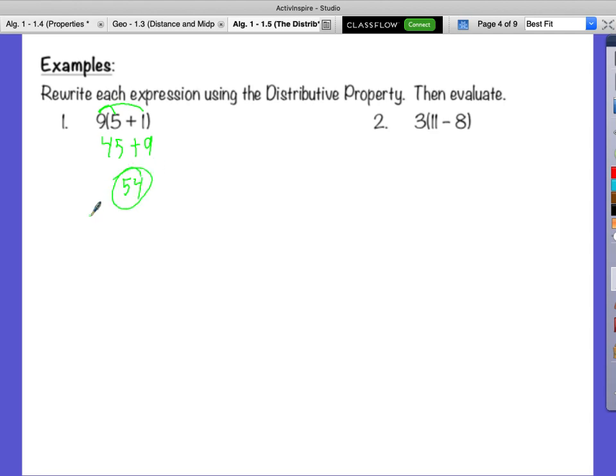Okay? Could we get the same answer by doing 9 times 6? Because 5 plus 1 is 6. Yeah, we could, okay? We're trying to distribute property, okay? Here, 3 times 11 is 33. 3 times 8 is 24. What sign is going between these two? Subtraction. We have to be careful that the sign stays the same there, okay? So what is 33 minus 24? 9.